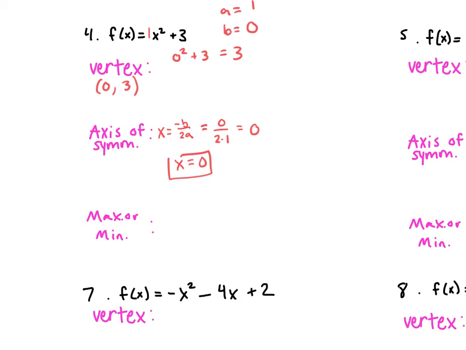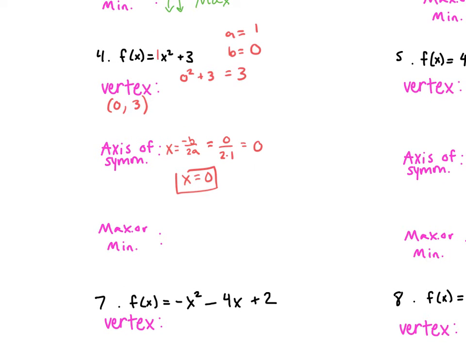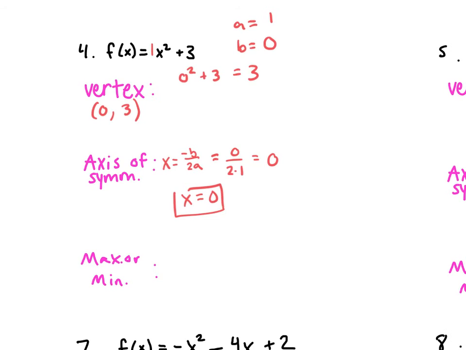All right, Gilbert, do we have a max or min? Well, does it open up or open down? Is our A positive or negative? We're still on 4. It opens up. So is our vertex at the maximum or minimum? Is our vertex at the lowest point or the highest point? The vertex is this dot right here. Minimum. Nice, Gilbert.